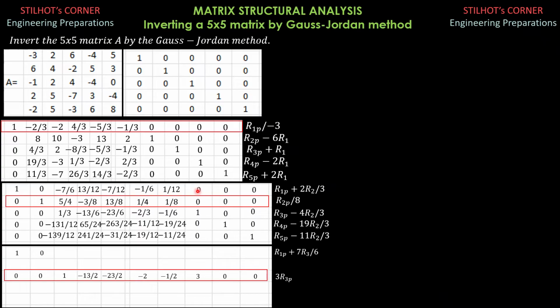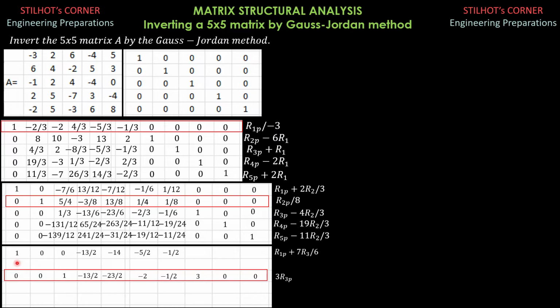0 plus 7/6 of 3 is 7/2. 0 plus 7/6 of 0 is 0. So for row 2 previous, we make this 0 like that. So it should be row 2 previous minus 5 fourths of row 3.